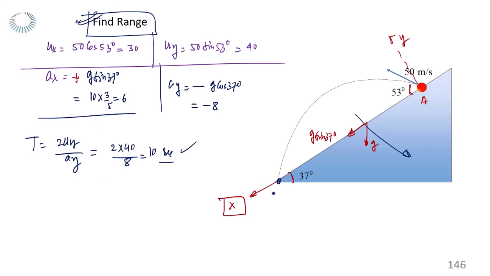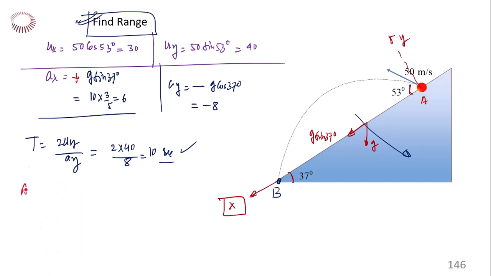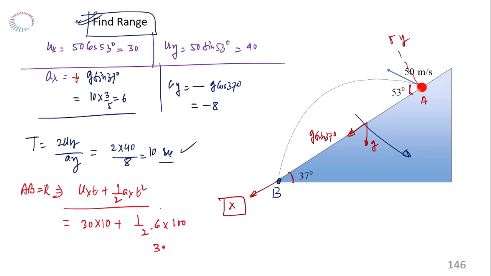Now we are asked to calculate the distance between A and B, that is the range. What is that range? So AB, that is R, should be written as Ux into T plus half Ax into T square. T is 10 seconds. Ux is 30 into 10 plus half Ax, which is 6, into 10 square means 100. So it is 300 plus 300. That means total 600. So 600 meters is the range.